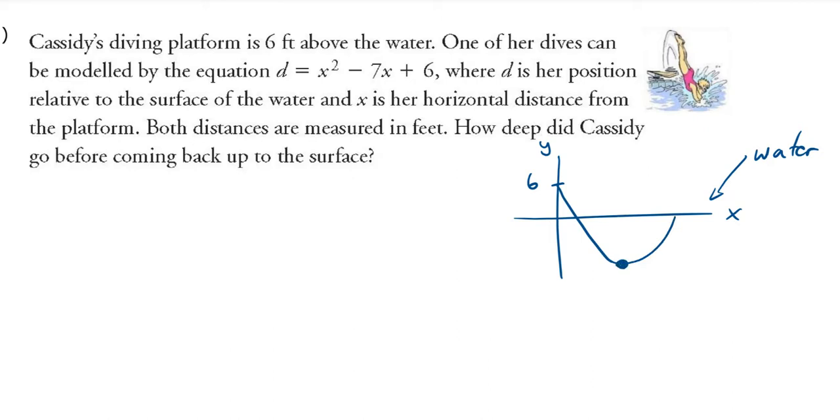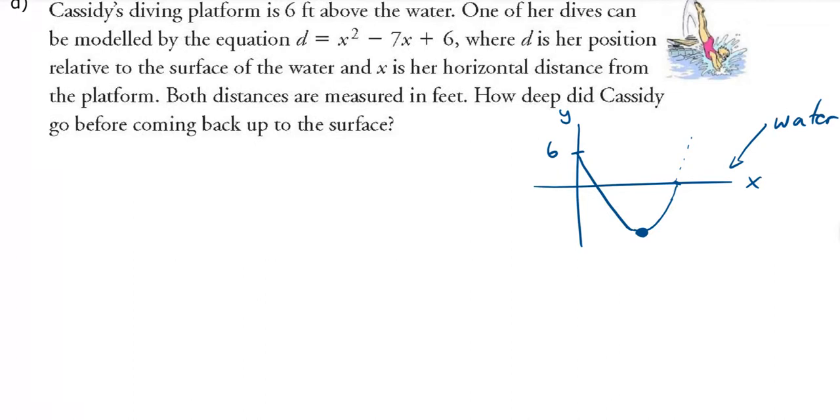So I want the minimum value of this parabola. So it's kind of like a parabola like that. Okay, and I could extend further, but we're not going back up like that. It's coming back up to the surface of the water. So how deep? I want the vertex. So I need to find the vertex. I need to find vertex form as one way to help me out here. So let's complete the square.